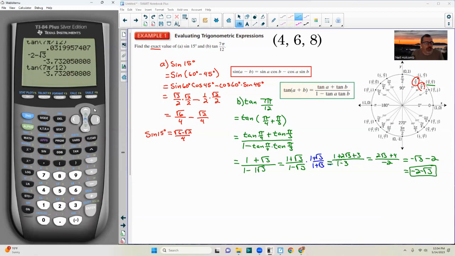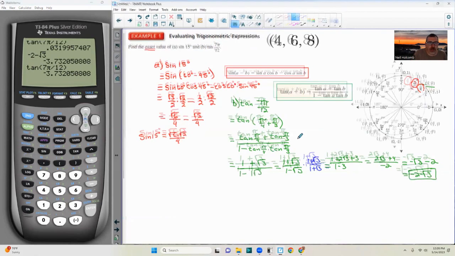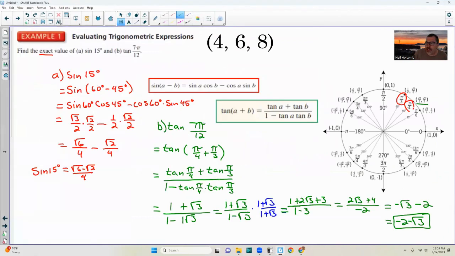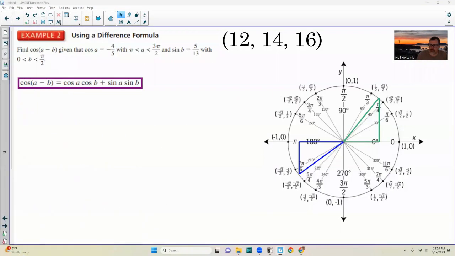That's better. Okay, so whenever you're dealing with pi, make sure your calculator is in radians. When you're dealing with degrees, make sure it's in degree. Okay, that's why it wasn't equal. So when the calculator's in radians, 7 pi divided by 12 is the same as negative 2 minus the square root of 3. Okay, so now you should be able to do problem numbers 4, 6, and 8 in your exercises.